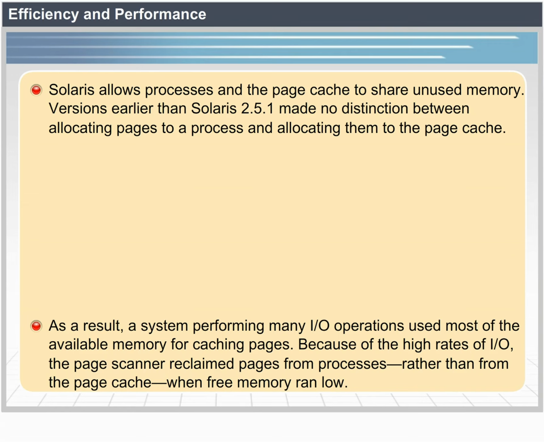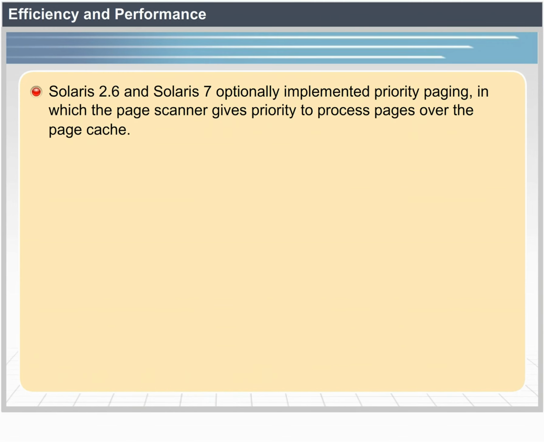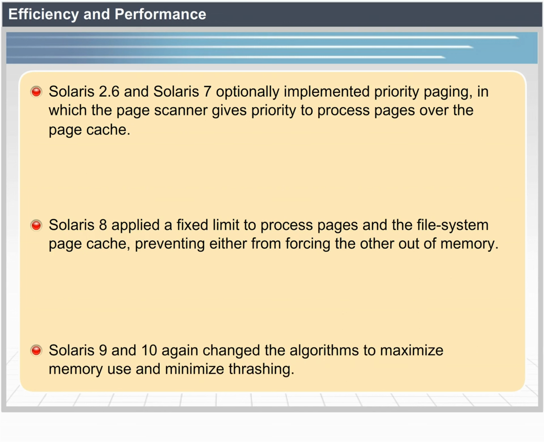Solaris 2.6 and Solaris 7 optionally implemented priority paging, in which the page scanner gives priority to process pages over the page cache. Solaris 8 applied a fixed limit to process pages and the file system page cache, preventing either from forcing the other out of memory. Solaris 9 and 10 again changed the algorithms to maximize memory use and minimize thrashing.